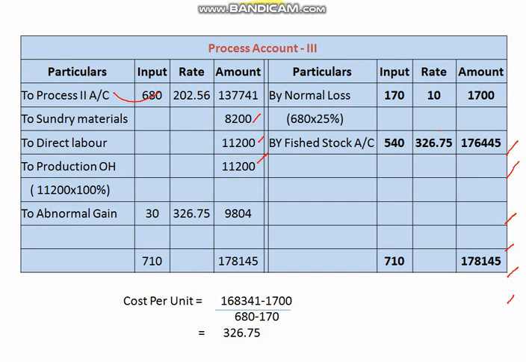So the same figures are used here, these three are given in the problem itself, 1, 2, 3. And normal loss is how much? 680 is input, 25% means it comes to this one, 10 rupee is given in the problem, multiply, and you will get this one. Now you need to find the output. 540 is given in the problem only.